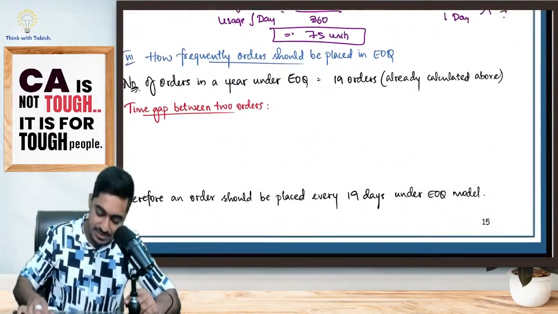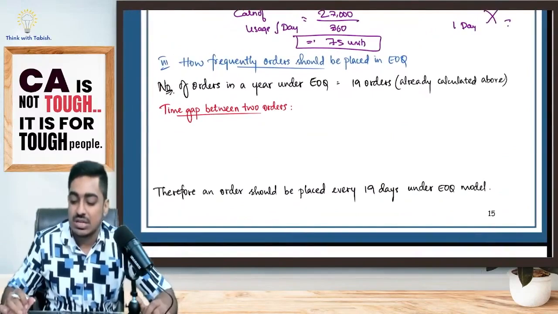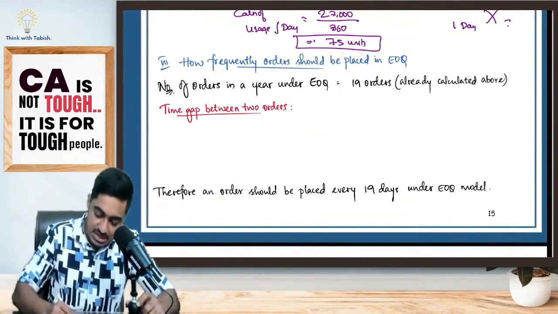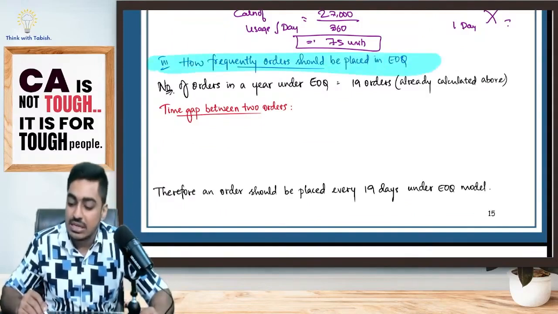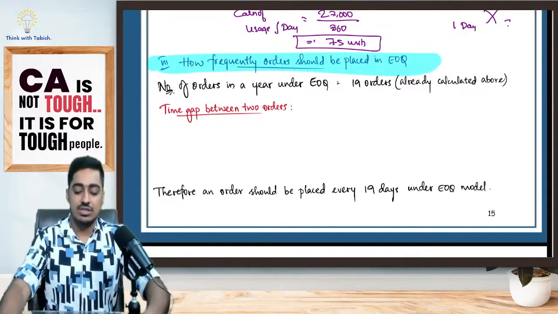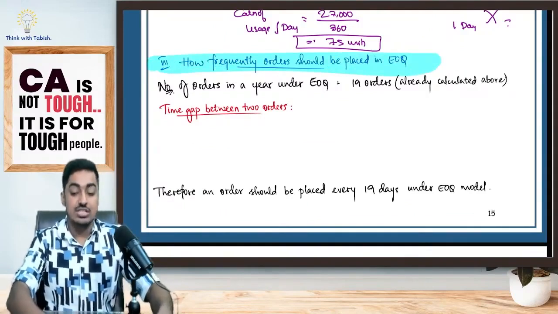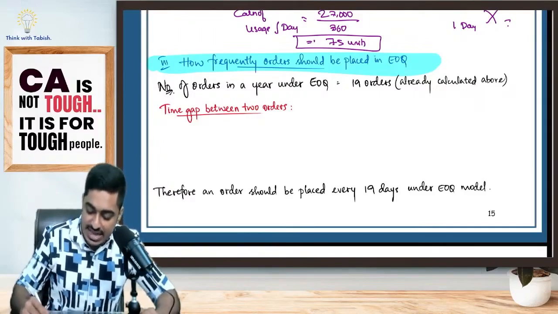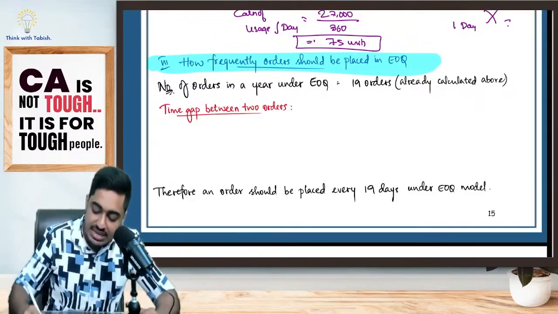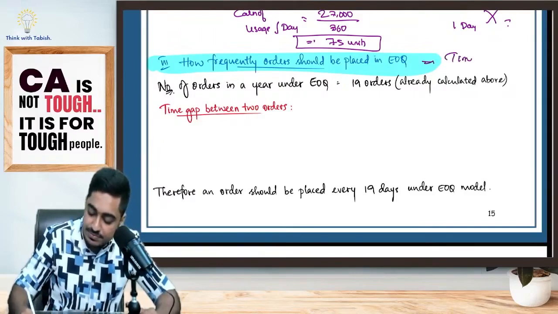Okay. Third question, what is the third question? How frequently should the orders be placed? How frequently orders should be placed in case of EOQ? Now understand one thing, students. Whenever a question tells you how frequently orders should be placed, that means I should be telling the time gap between two orders.